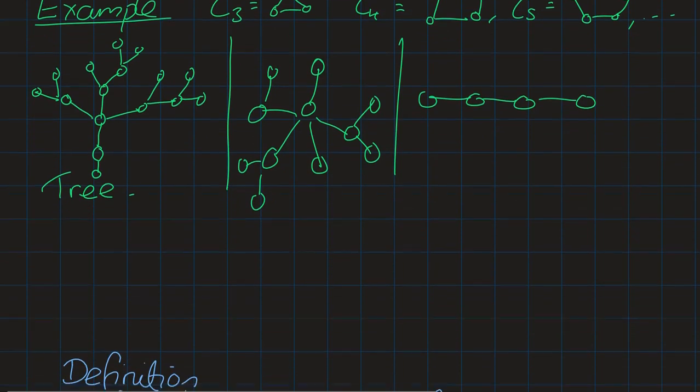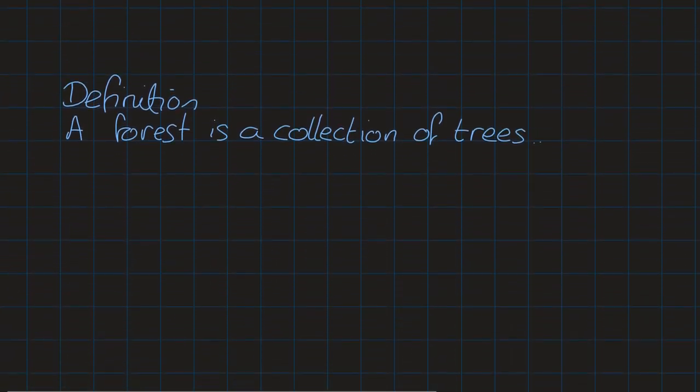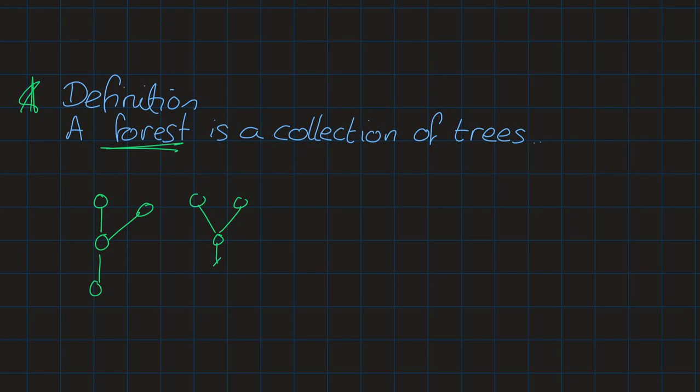The next definition is probably not going to come up again in this course, but I really enjoy this definition, and it just makes me smile every time I see it. A forest is a collection of trees. A forest is a collection of trees. So for example, if I draw something like this, this is a forest. It's just two trees standing next to each other. That's a forest. Okay?